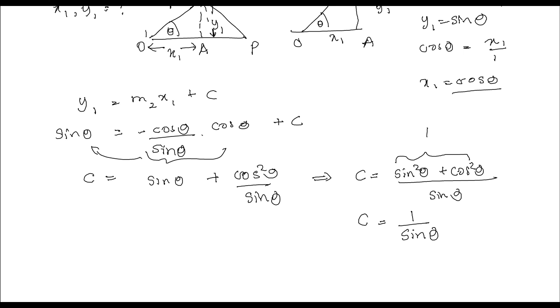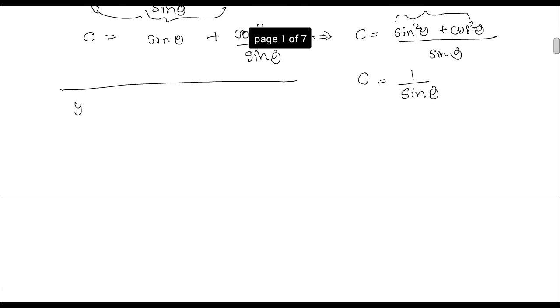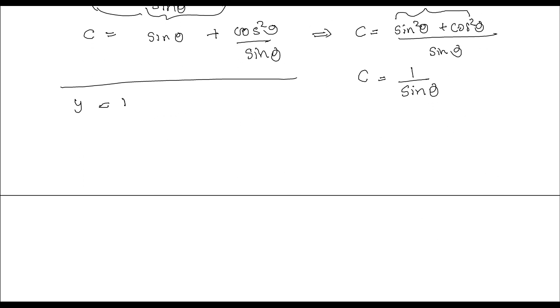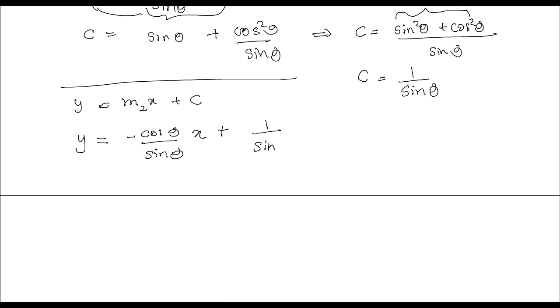What happens now is, if you rewrite the equation, y equals m2x plus c. I know m2 and c now, which means I have y, because I need to find the general equation, m2 as minus cos theta over sine theta, x plus constant, which is 1 over sine theta, which we just found. Okay, now we are almost there.